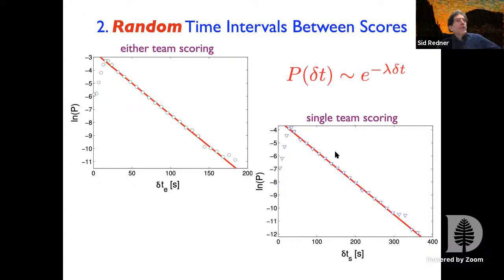And so we can conclude from this that the probability that there's a time delay delta t between successive scoring events has an exponential decay, which is a hallmark of a Poisson distribution, which suggests that scoring is a random process. And the only difference between single team scoring and either team scoring, you see, is an overall factor of 2 in the overall scoring rate. So that's the second piece of evidence.